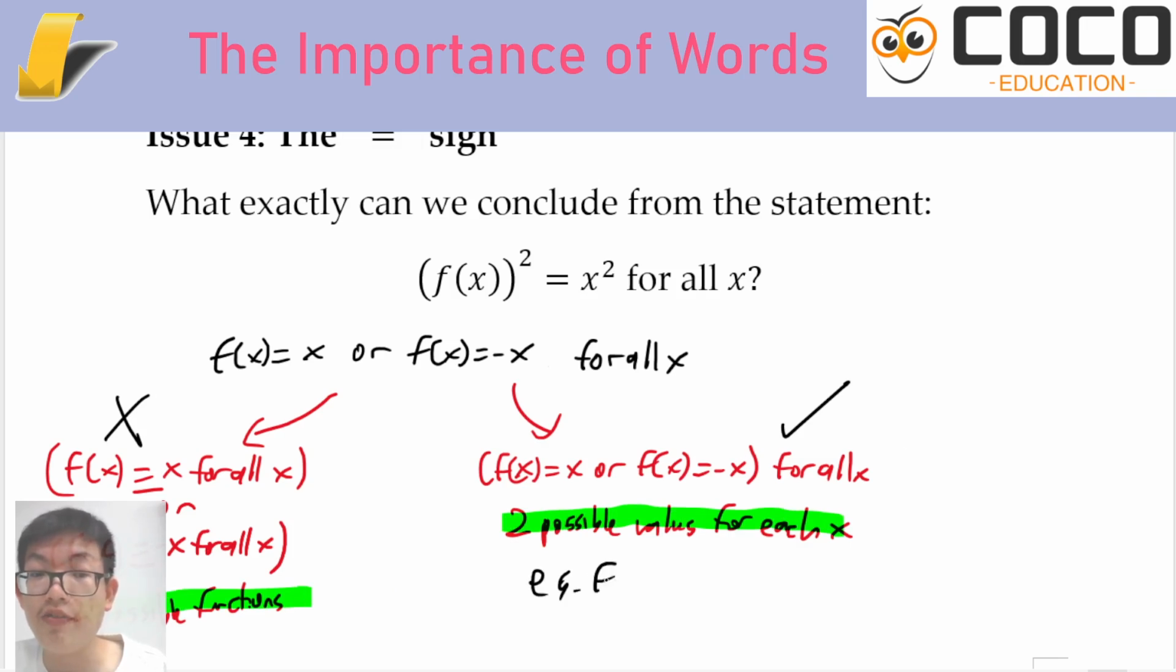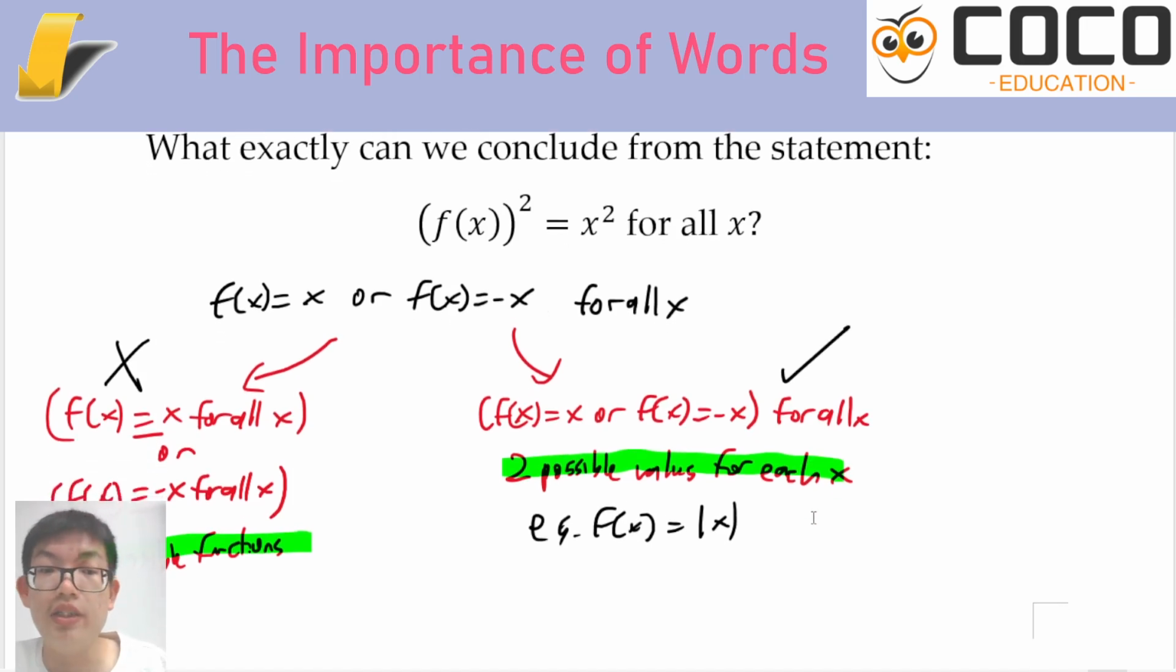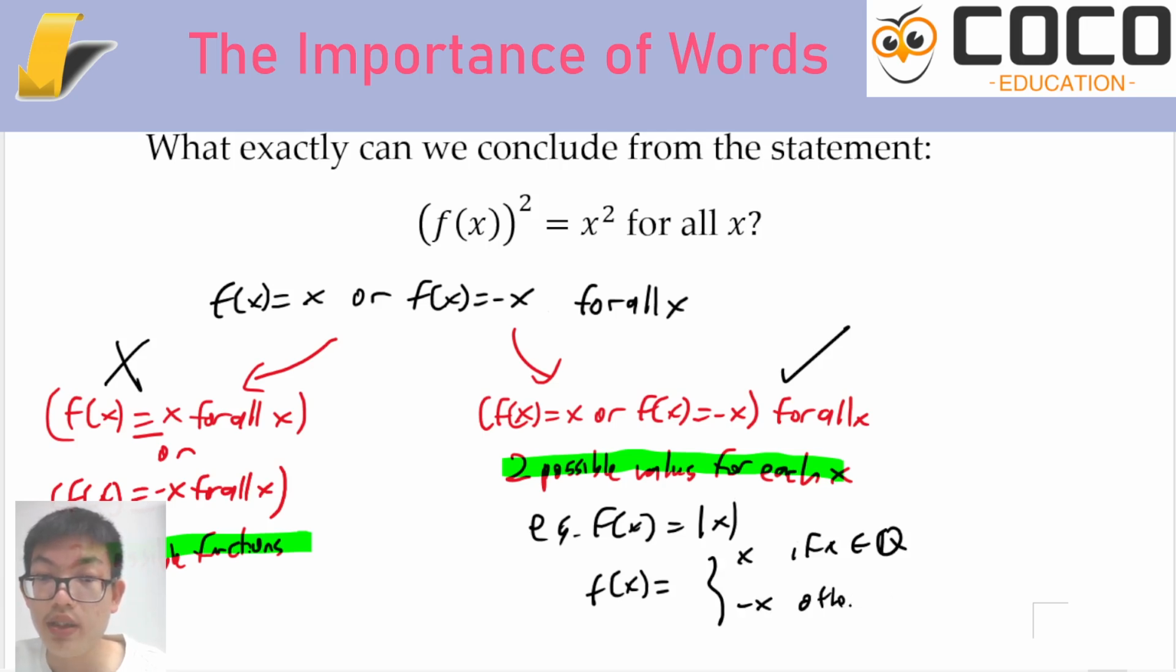For example, f(x) can be the absolute value function. But even more exotic, you can do something sort of like your Dirichlet function, something to the effect of f(x) is equal to x if x is rational and negative x otherwise. You can do something like this. And so be very careful when we say, oh, this equals this or this equals that. Words matter, so be very clear.